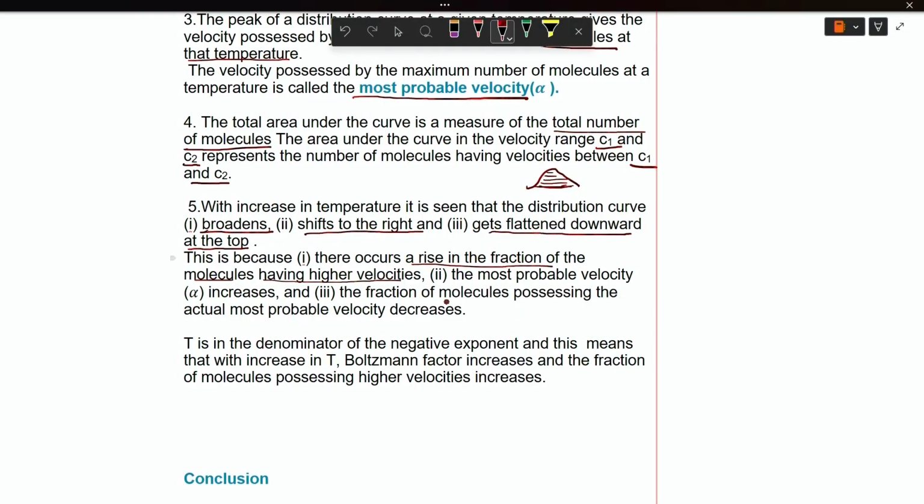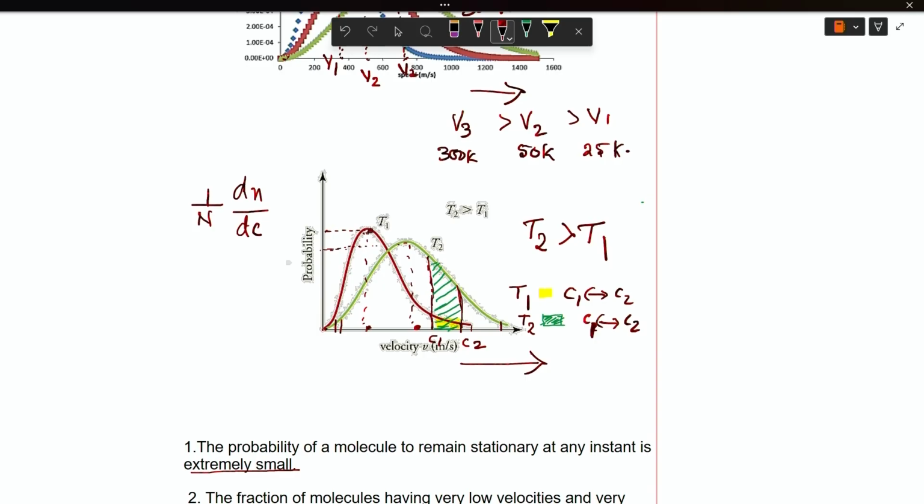Now, the fraction of molecules possessing the actual most probable velocity decreases. See, these are the most probable velocity values, and this is when temperature is T1 and this is when temperature is T2. You can see that it has been flattened, which means that the probability value of molecules having the highest value has decreased, and that is represented by the flattening of the peak.